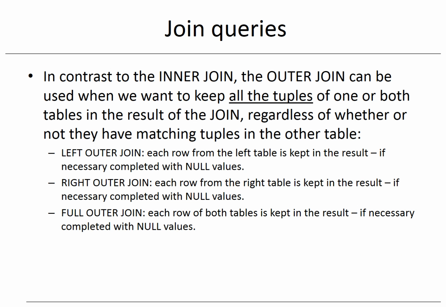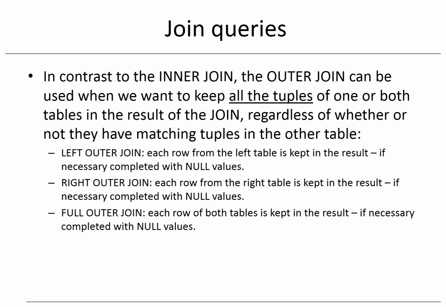The joins we have covered thus far are all examples of inner joins. This means that we always require an exact match before a tuple can be reported in the output. An outer join can be used when we want to keep all the tuples of one or both tables in the result of the join, regardless of whether or not they have matching tuples in the other table.